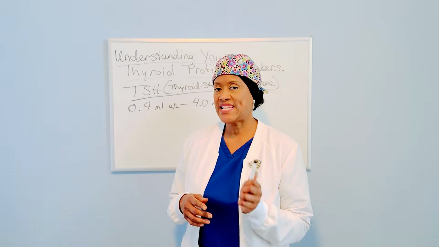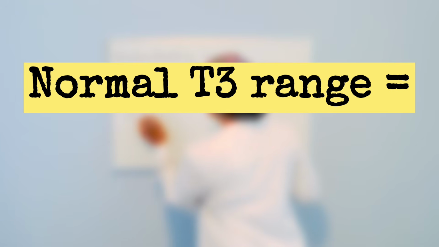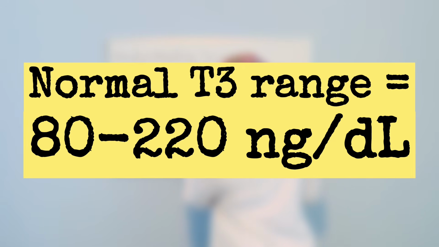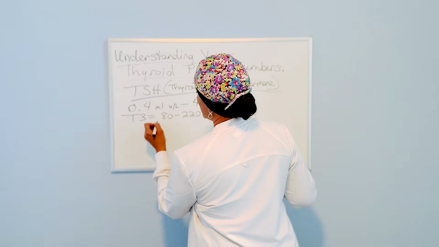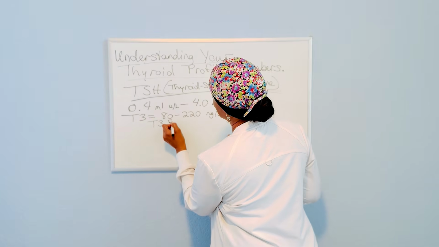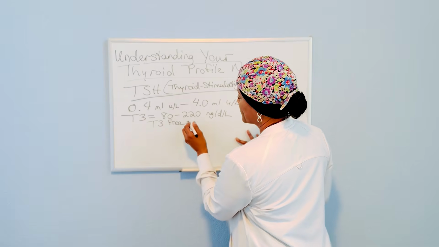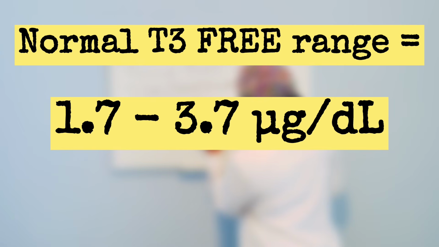So let's go over the T3 and T4 ranges. T3 normal range is 80 to 220 units per deciliter. And then you have your smaller levels in between. Well, not smaller, but these all add up as well. The T3 free normal range is 1.7 to 3.7.